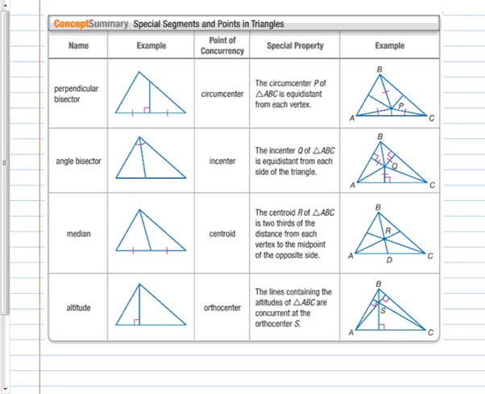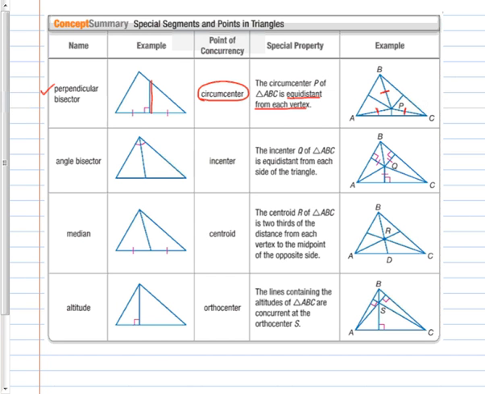Here's the review of everything we have learned in the last two sections. These are the 4 concurrent points in a triangle. If we draw the perpendicular bisectors, and they've illustrated one, this is a perpendicular bisector. When I do all of them, they are all concurrent at a point called the circumcenter. The circumcenter is equidistant from each vertex. That's what they're illustrating here. So it allows us to draw a what? A circle that circumscribes that triangle, that goes around that triangle.